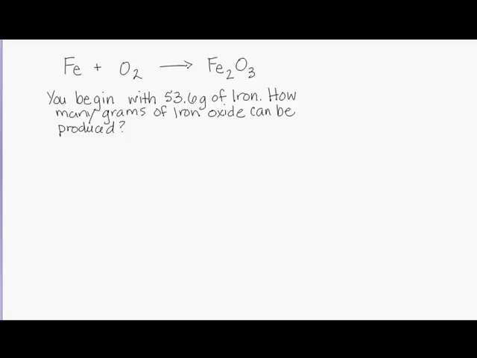When doing a stoichiometry problem, the first thing we need to do is make sure that we have a balanced equation to start. In this problem, iron and oxygen gas are reacting to form iron oxide. So first we need to look at our balanced equation.